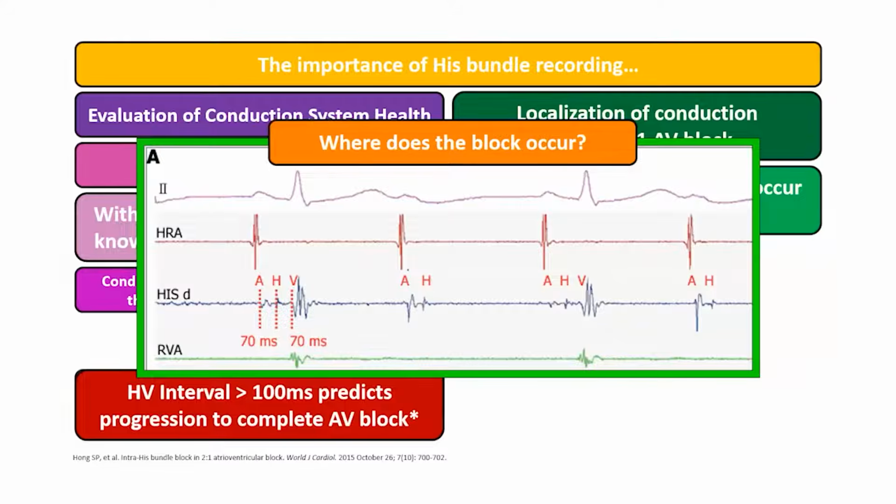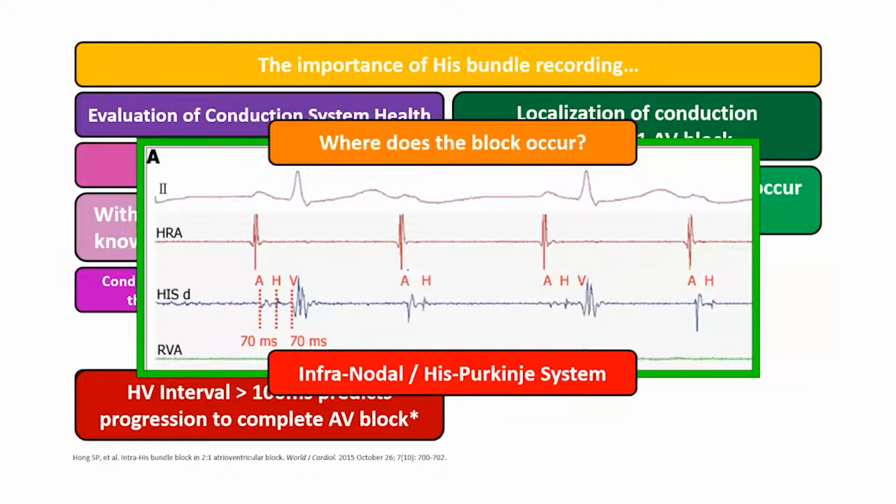Taking a look through our tracing, what we can see is that we have both a local atrial electrogram and a local HIS electrogram. Our wavefront is making it through the AV node. So if it's getting through the AV node but not making it to the ventricle, we can conclude that block occurs infranodally, or in the HIS Purkinje system. This is the equivalent of Mobitz type 2 block, and this alone is an indication for a pacemaker.